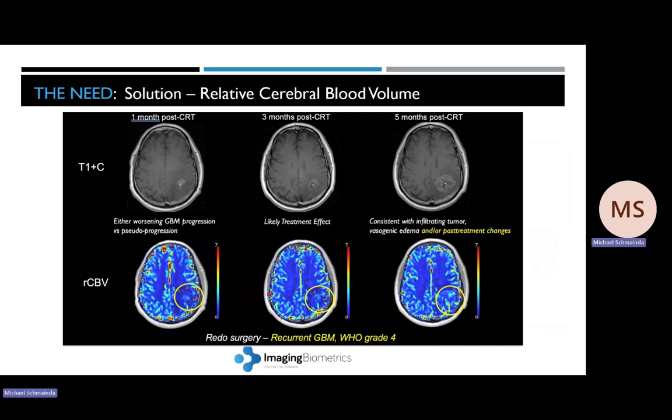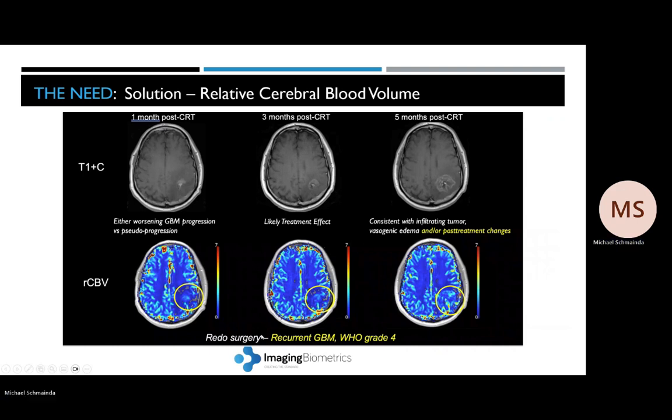This is a case of a patient with routine surveillance scans at 1, 3, and 5 months that include T1 plus C, and you can see the region of contrast enhancement shown here at the different stages and how it's increasing. The comment from the radiologist is indeterminate. They're thinking it's either GBM progression or pseudoprogression at every time point. Even at month 5, they're thinking it's post-treatment changes.